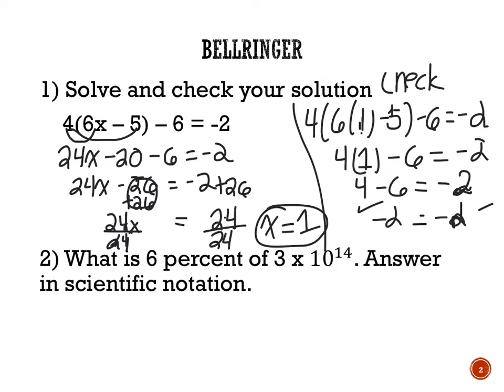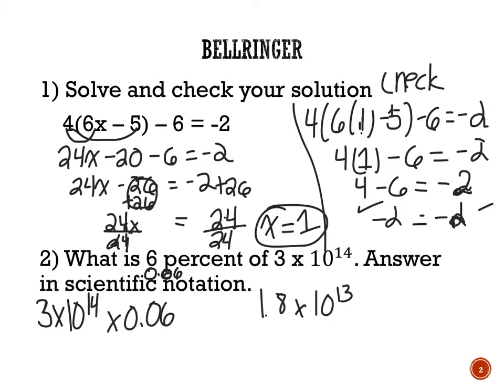To find 6% of 3 times 10 to the 14th, you need to know that 6% is also 0.06, okay? So 3 times 10 raised to the 14th times 0.06, and you get 1.8 times 10 to the 13th. So the equation would be 3 times 10 to the 14th times 0.06.